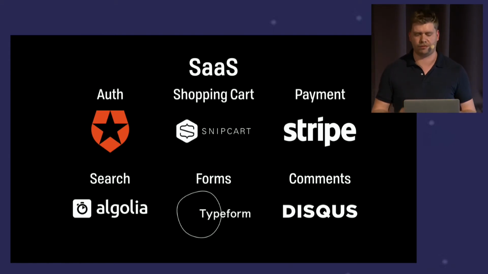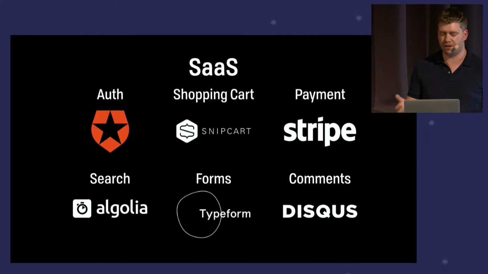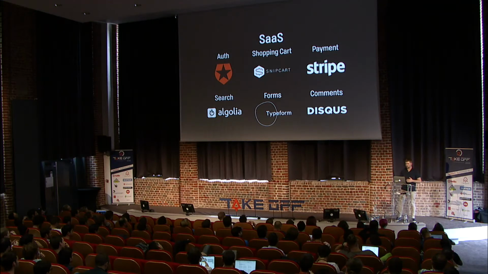So if you need auth, you have Auth0, Firebase, Netlify. If you need a shopping cart, you can use Snipcart, you can use FoxyCart. If you need to accept payment, you can use Stripe, Gumroad, PayPal. If you need search, you need Algolia, and I could go on.